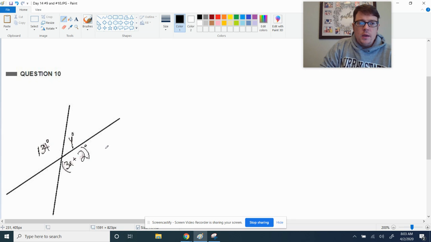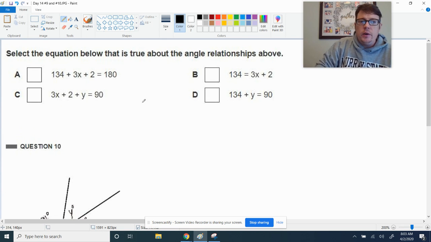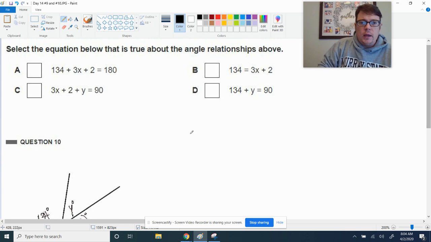All right, so this particular one right here, you start looking at it, there's a couple of different ways you could begin. You could see some supplementary action between 134 and y. You could also see some vertical angles between 134 and 3x plus 2. I'm going to start with what the question asks. It says, select the equation below that is true about the relationship. The first thing that I'm going to look at is the answers. The answers kind of give away some things.